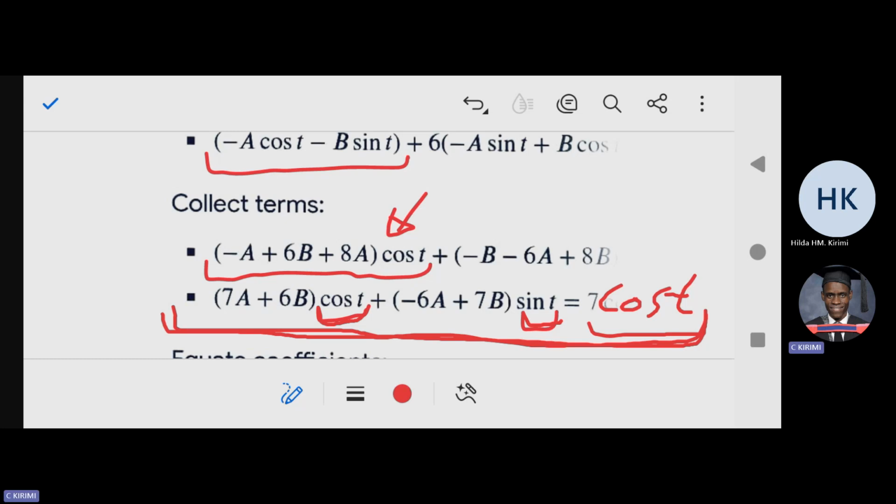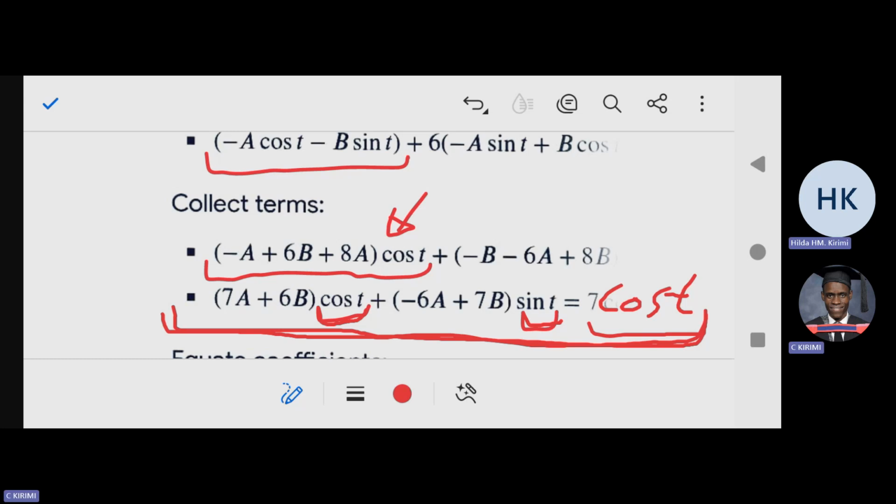Do you want a hint? Am I not going to... what's this? 7 cos t is gonna be, no. I'm gonna say 7a plus 6b cos t divided by 7 cos t and... wait, and what?